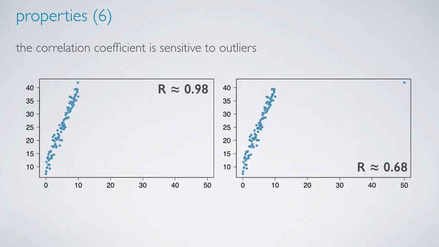So we can see that even with one outlier, the correlation coefficient, because it's sensitive, will change greatly. So we can see that moving even one data point to be an outlier will affect the correlation coefficient greatly because it is so sensitive to outliers.